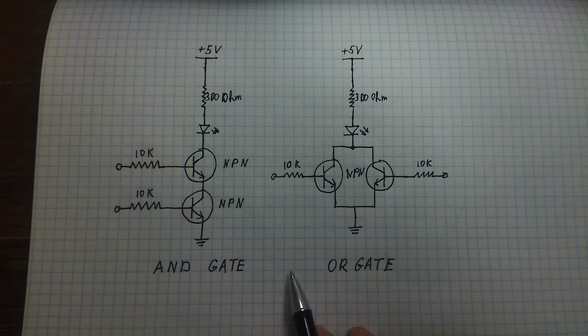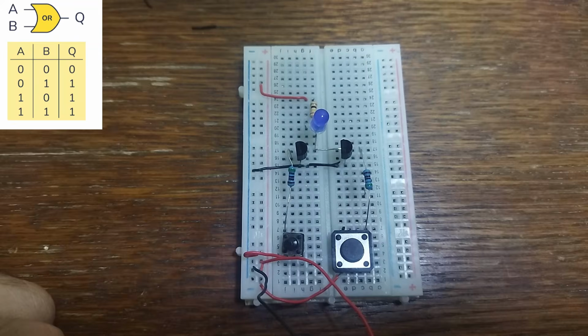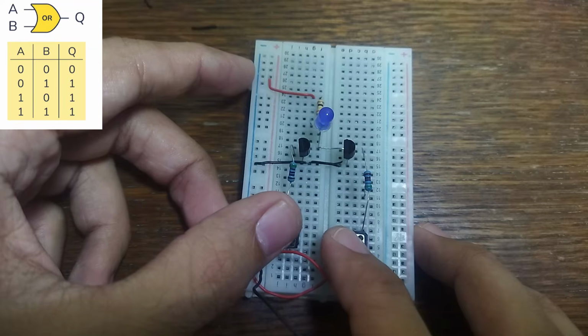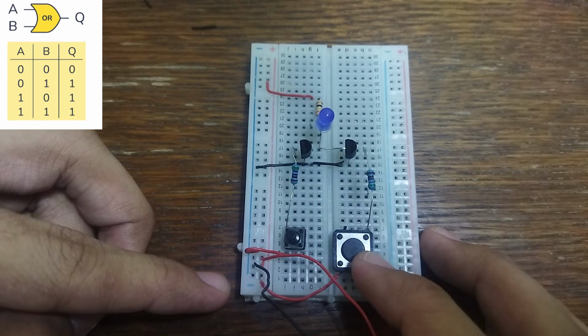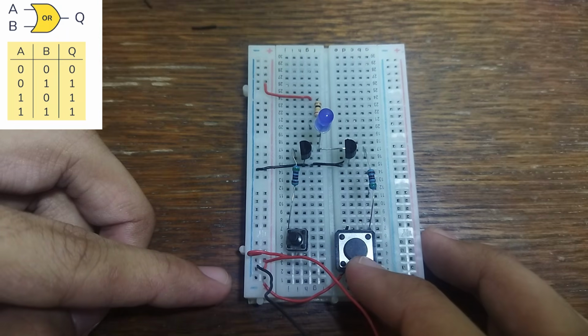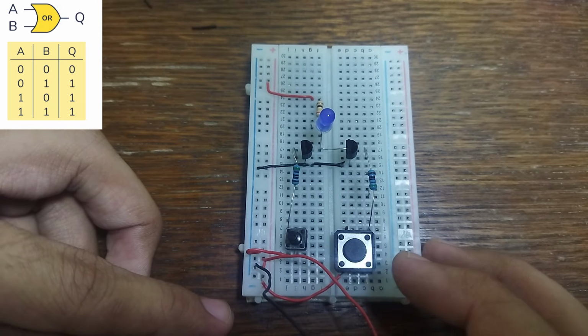Let's see them in practice. So I wired these OR gate components just similar to schematics to make you understand easily. In OR gate, when I push only one button, it turns on. But in the circuit, the input signal is coming through the same source.